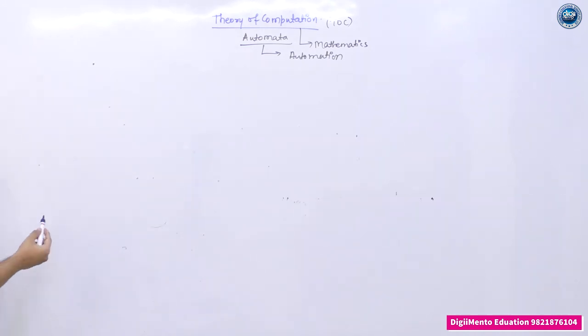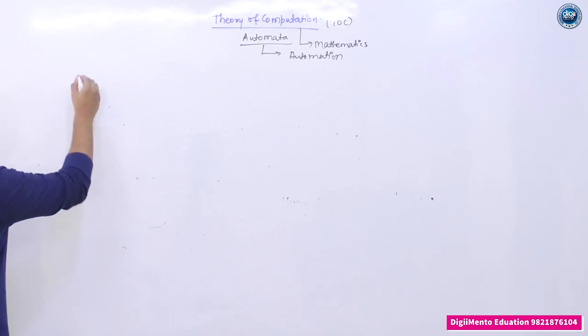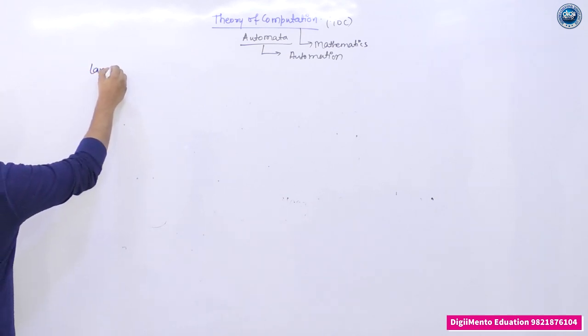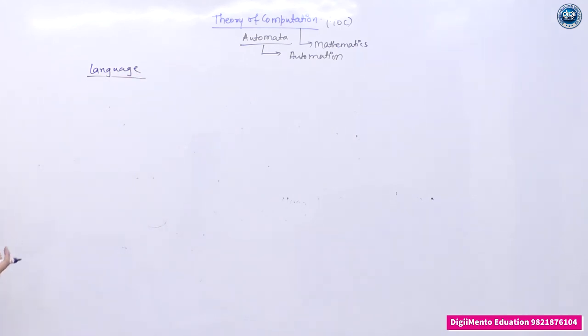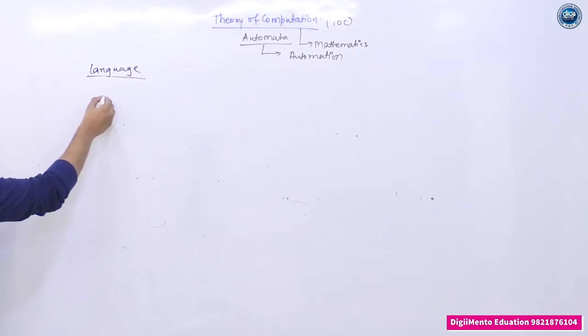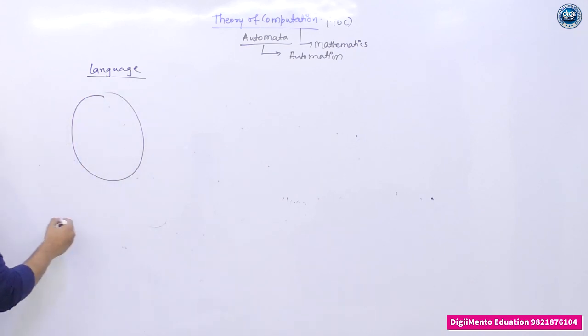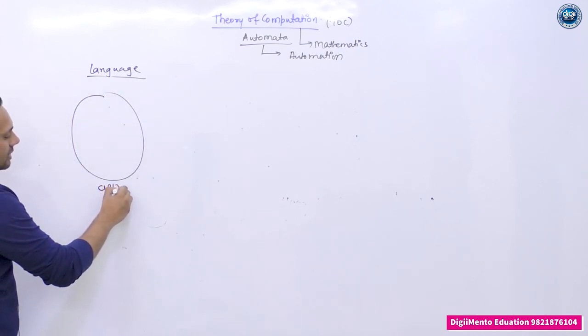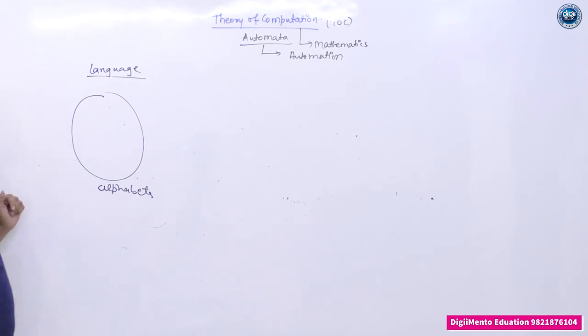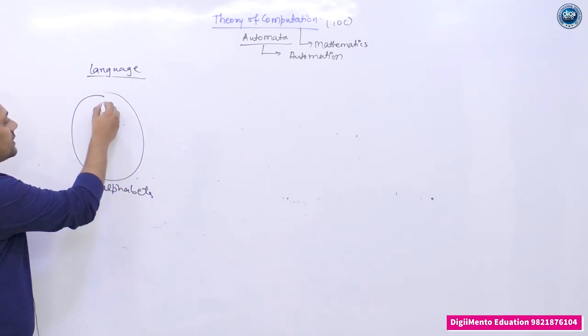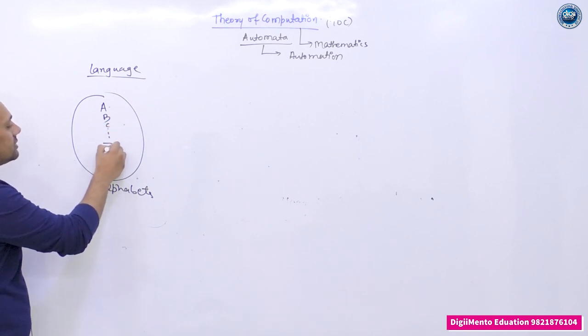Right. So if I say that we are going to design a language, now there are various building blocks of a language. So first of all, for every language, we are going to define something called as alphabets of the language. So let us suppose we have an English language. For that alphabet is A, B, C, up to so on, Z.